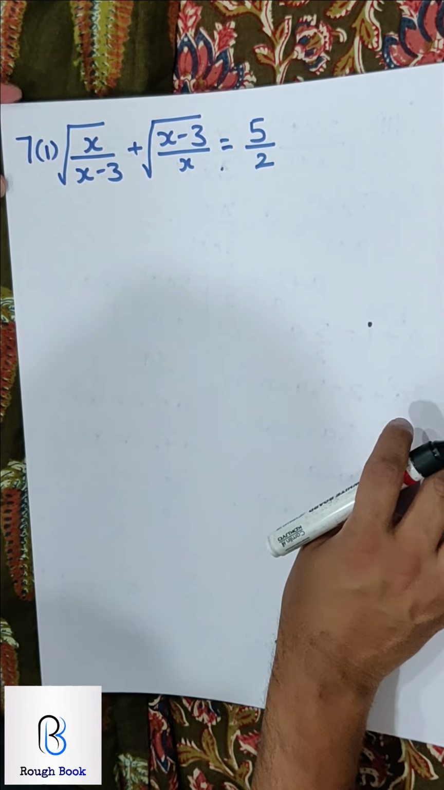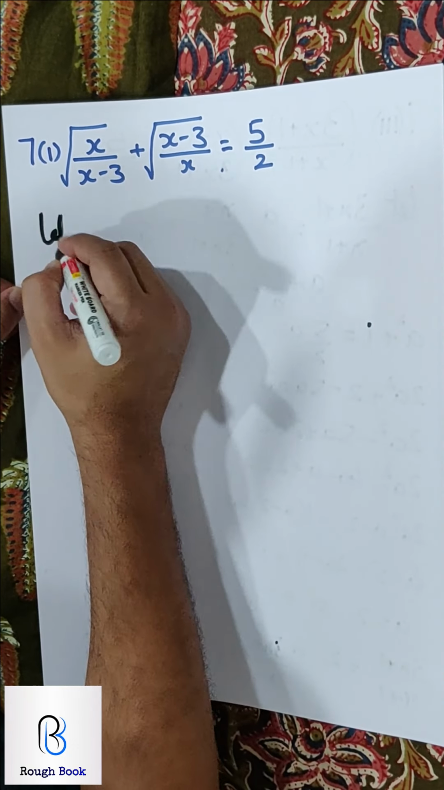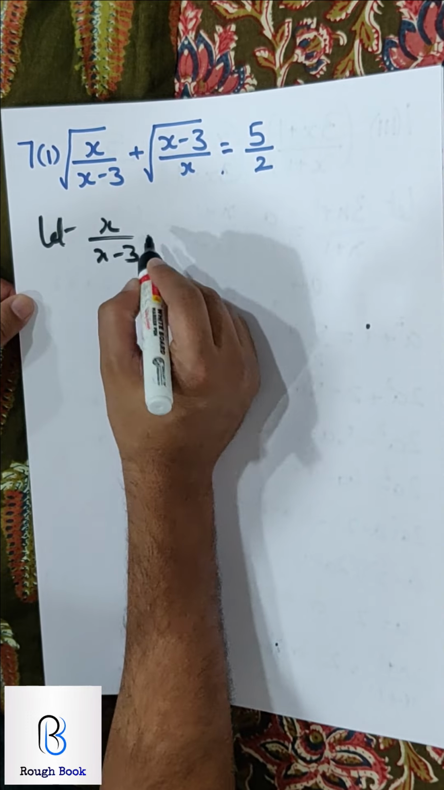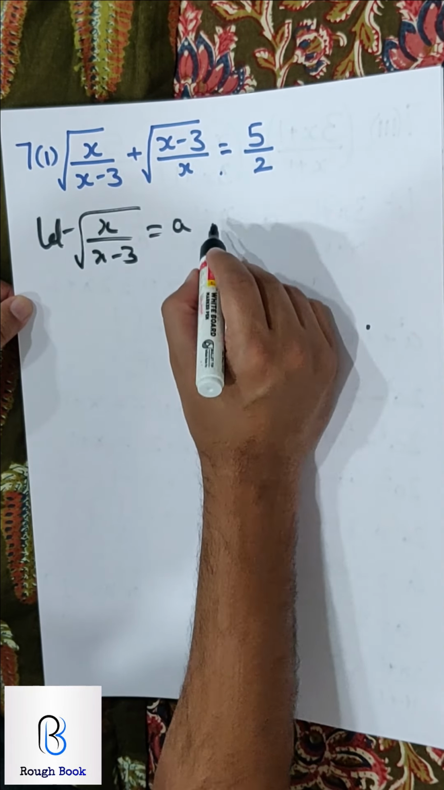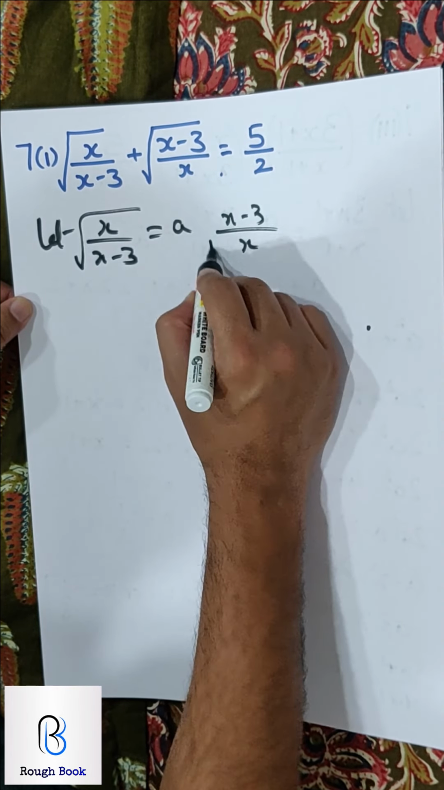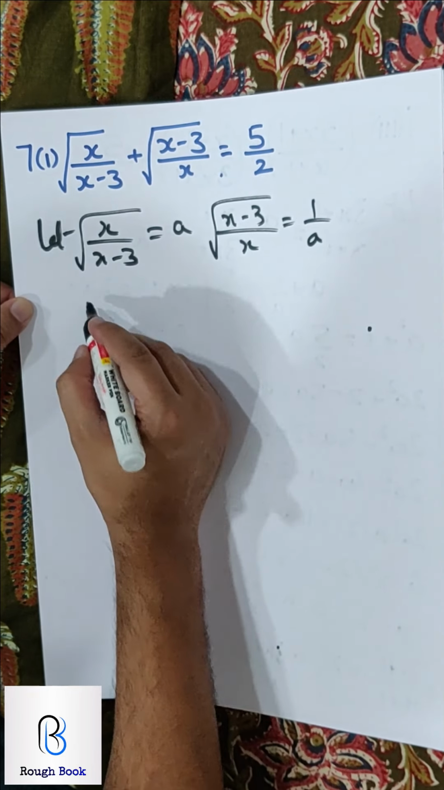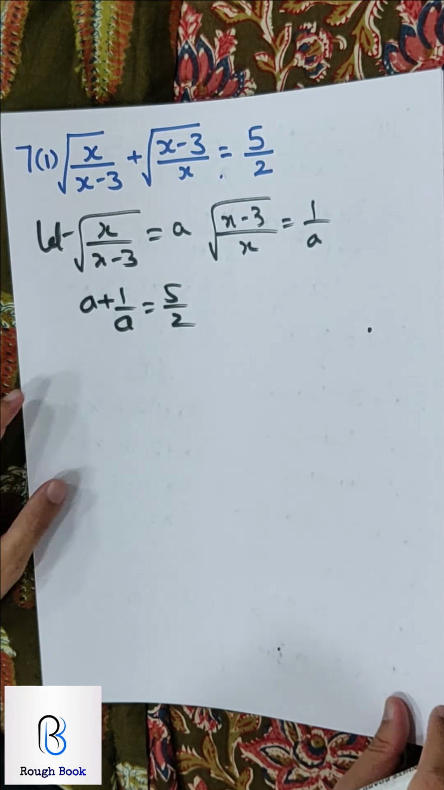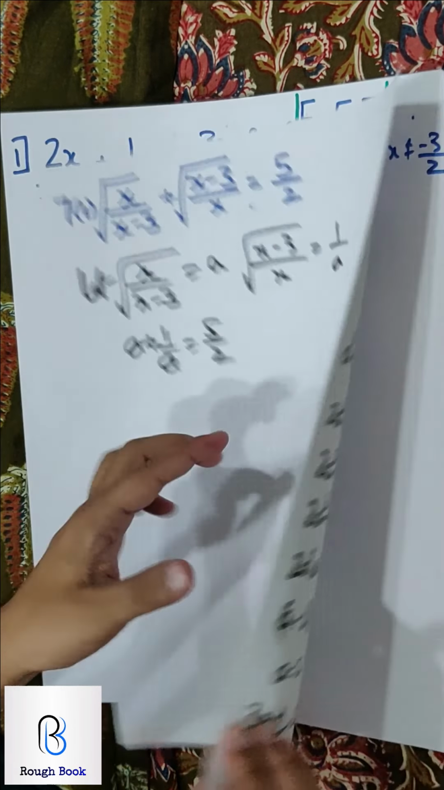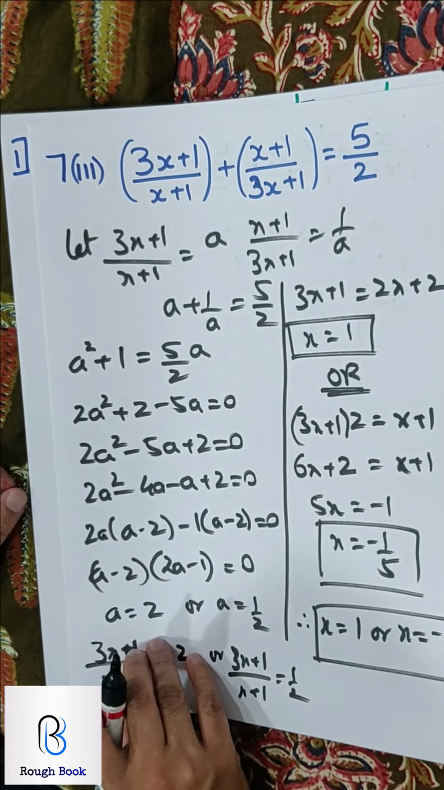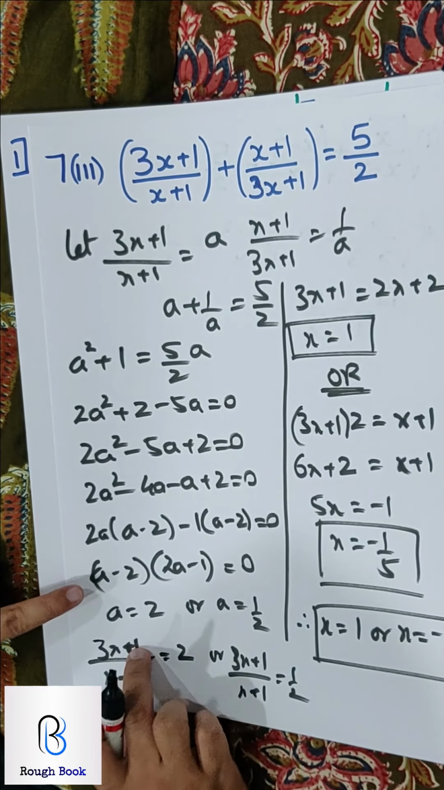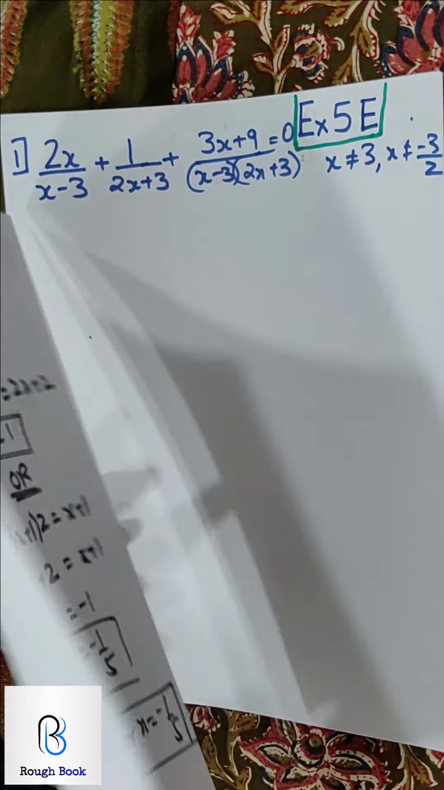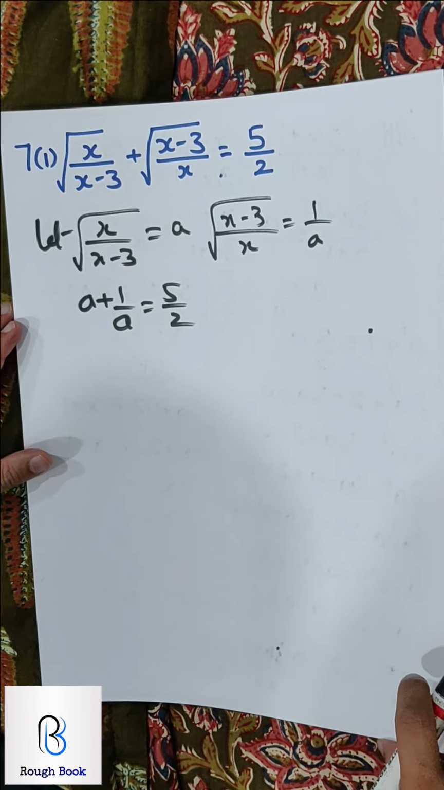Everybody, so you will say, let the square root of x upon x minus 3 be a. So therefore the square root of x minus 3 upon x will be 1 by a. So I will get a plus 1 by a equals 5 by 2. Do you notice something? If you notice, this and this are one and the same. So you are definitely going to reach till here with the same path. After this only things will change. It's the same thing that we are going to do all over again. So come on, let's do it.